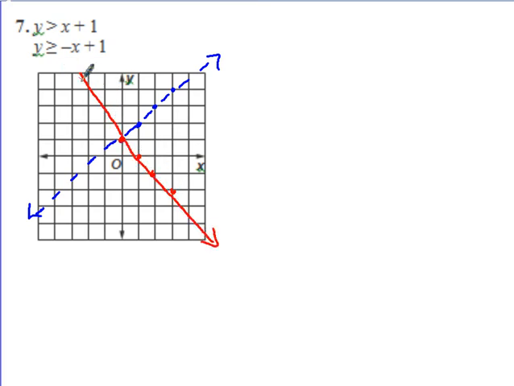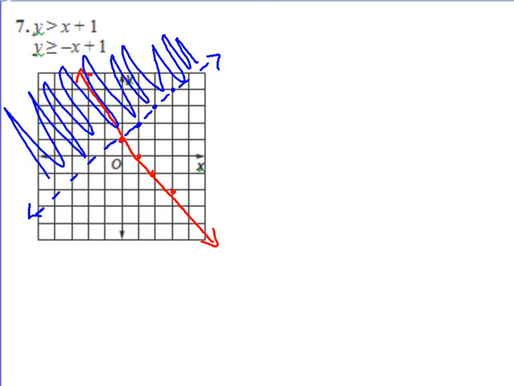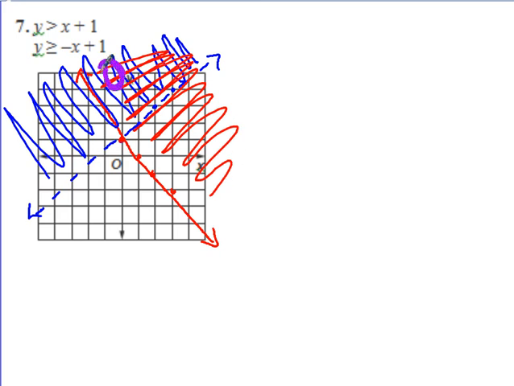Then I need to do my shading. So if I look at y is greater than x plus 1, I need to shade greater than, which would mean above the line. So above the blue line. And then the red line, y is greater than or equal to, so again that would be above the line. And then my solution is anywhere that the two shadings overlap. So this purple region would be the solution to that system of inequalities.